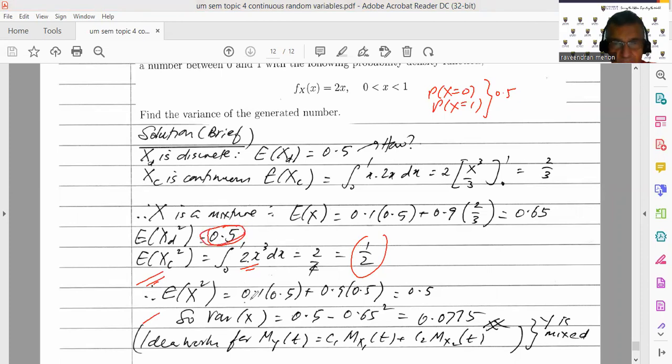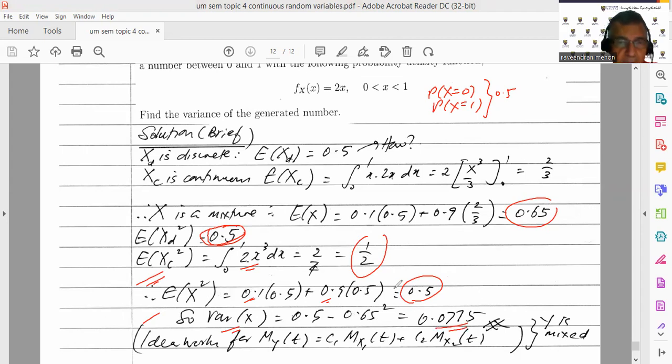Same way, what are the chances of getting 0.5? Good, 0.1. What are the chances of getting a half? 90%. So use a calculator. You'll get the second moment of X, expected value of X squared, as 0.5. Variance, now it's easy, right? 0.5 minus this one here, 0.65 squared, you will get a nice number here.